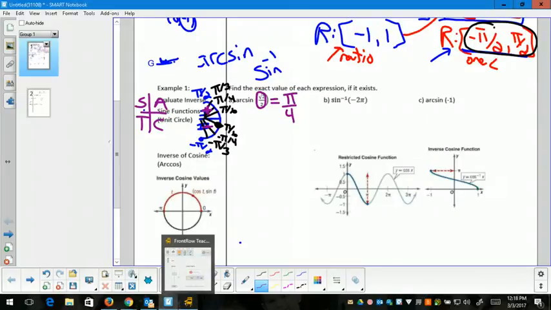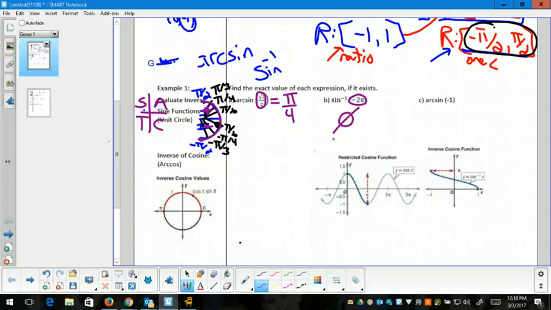If it had been negative square root of 2 over 2, then it would match up to negative pi over 4 radians. Our next one has sine inverse of negative 2 pi. Does that fall between negative pi over 2 and pi over 2? No. So this one does not exist. Now you can say, well, it is coterminal with this and that. And if I'd asked for reference angles, that would be one thing. But if you try to put that in the function, it doesn't recognize it because it's not fitting in its domain.